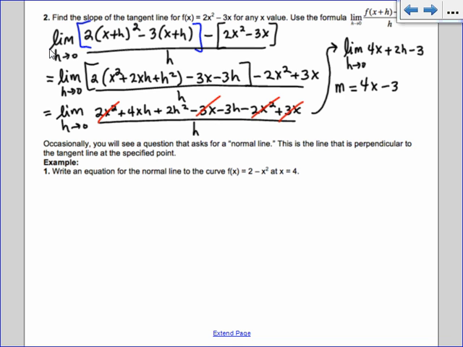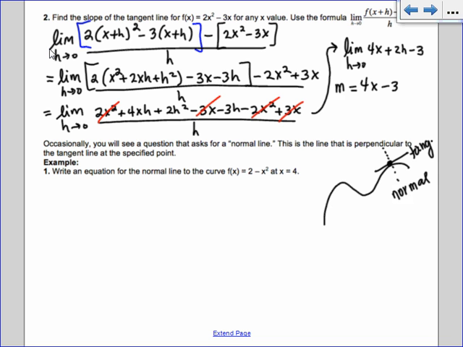Okay, so what a normal line is, it's the line that's perpendicular to the tangent line. So it's kind of weird. So if you have some kind of curve and here's your tangent line, the normal line ends up going like this. So they're perpendicular to each other. So if you get a tangent slope of like 2/3, then what's the normal slope going to be? Negative 3/2. Does that make sense? So you just do your opposite reciprocal.